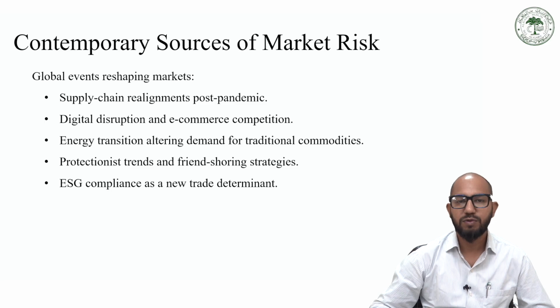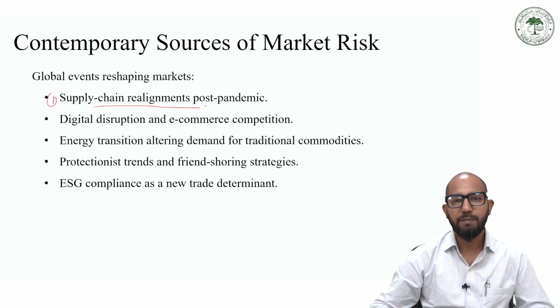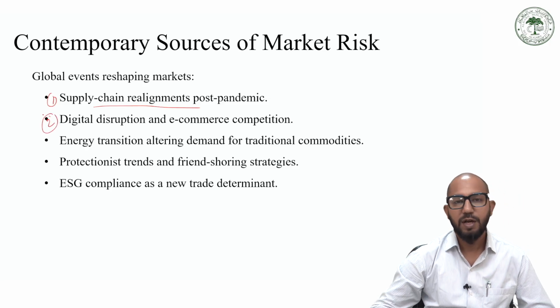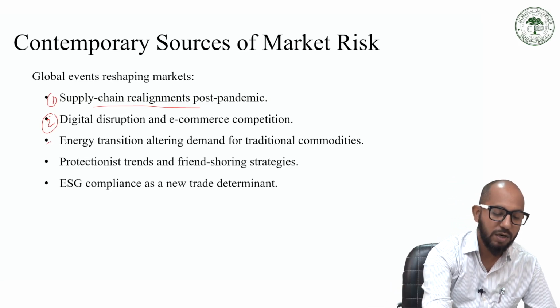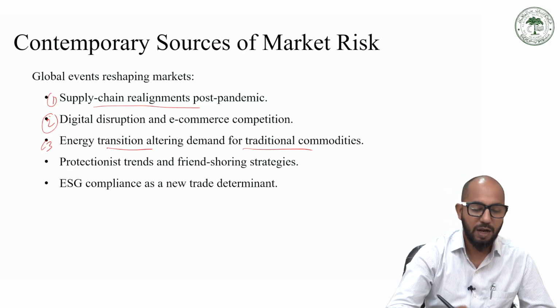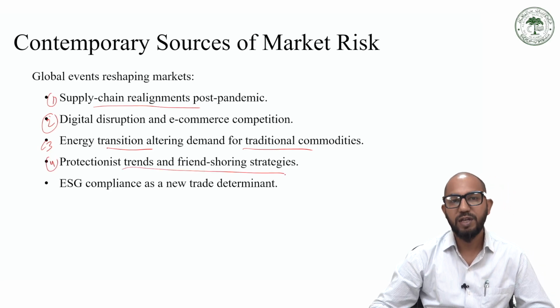Let us now try to see the contemporary, that is modern sources of market risk. Global events in the modern time are reshaping how market risks are seen. So we have, for example, the first one, supply chain realignment post pandemic. Number two, the digital disruption because of new technology and e-commerce, that is electronic commerce competition that is emerging because of Internet of Things. The third is the energy transition altering demand for traditional commodities. And finally, the fourth one is the protectionist trends and friend shoring strategies.